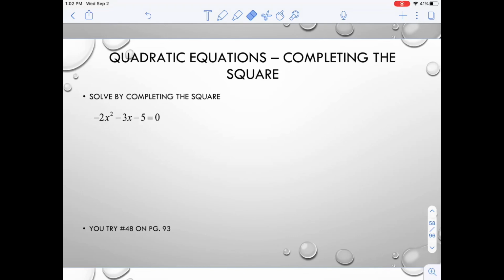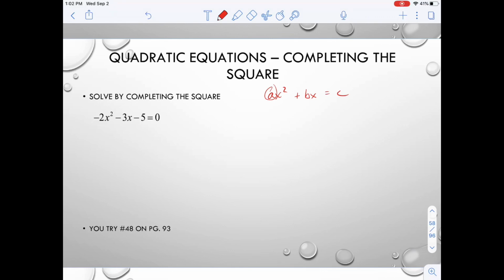For this next example, we're going to take a look at a quadratic equation where the a value is something other than 1, and we're going to complete the square. So again, remember, I want to get that into an ax squared plus bx equals the constant form. Okay, I want to move the constant to the left, and I also need to, in this case, divide everything by the a value. So here by -2. So when I do that, I divide all the terms by -2, and I add that 5 to the other side.